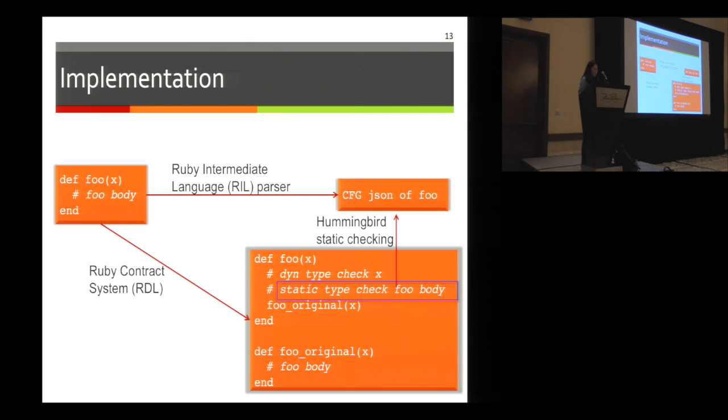Here we have a method definition for foo. We first use the RIL parser to save the control flow graph of that method body in a JSON file. And then we use RDL to modify the original method to have type checking. So in the modified foo, we'll first type check the actual runtime value of the argument, and then we'll statically type check the body of the method. And finally, we will run the original method. And during the static type checking, we load the pre-stored control flow graph.